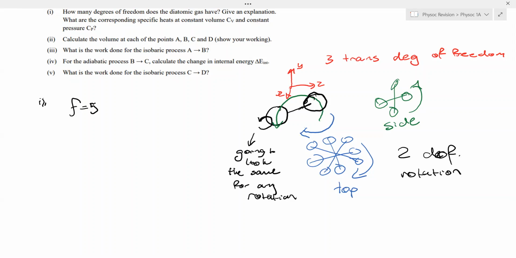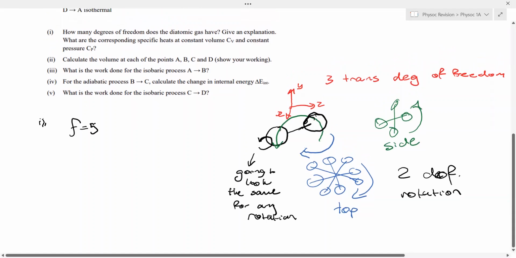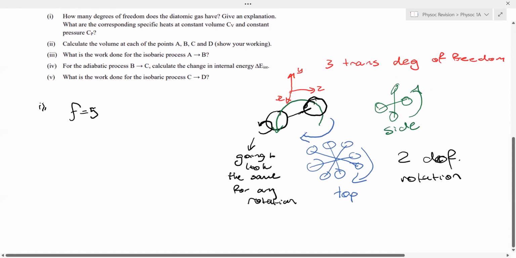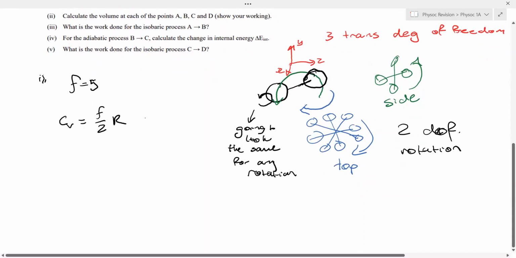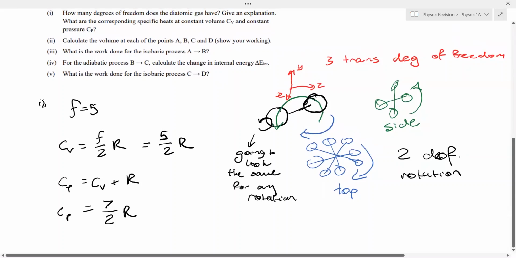So that's why we have 5 degrees of freedom, and we can figure out our specific heat constants as a result of our degrees of freedom. So our constant volume one is equal to, I think it's F on 2 times R, our like thermal physics constant. So this is going to be 5 on 2R. And then our constant pressure is equal to CV plus R. So this is going to be equal to 7 on 2R. All right, that is question part 1.